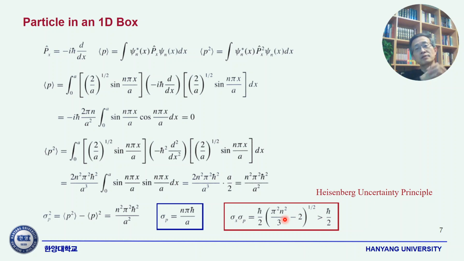So Heisenberg's uncertainty principle says that the product of uncertainties of conjugate variables is equal to or greater than h bar over 2. Well, this is the Heisenberg uncertainty principle, checked here in a particle in a box in one dimension.